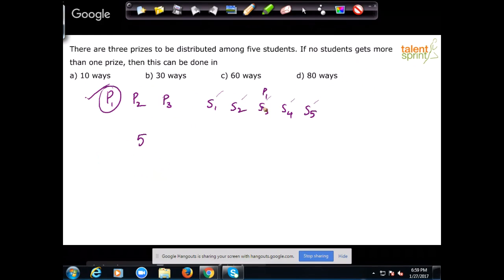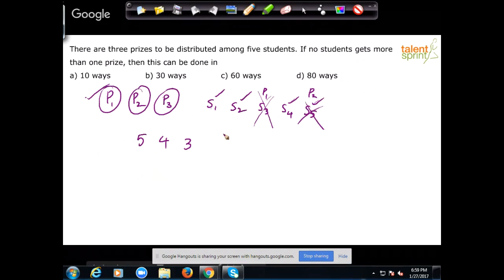Let's say S3 has got the prize P1. So what happens? S3 is closed now. The next prize cannot be given to S3 again. So for the next prize, we have got only 4 choices, right? S1 or S2 or S4 or S5. So P2 can be given in 4 ways. Let's say S5 gets P2, the second prize. So S5 also is out of the game now. Now only 3 more persons are left, S1, S2, and S4, and one of these 3 will get the third prize P3. So the third prize P3 can be given in how many ways?